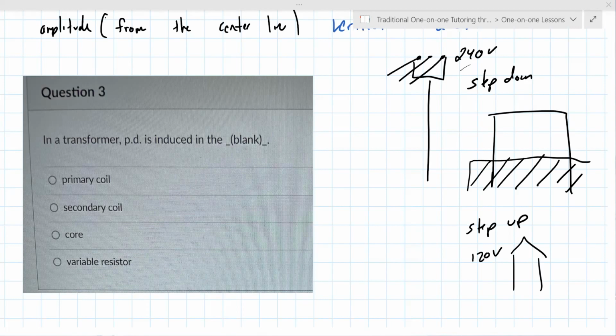And again, I don't even know what PD is. Okay, so the PD refers to the potential difference, which I guess we'll write down, which is the voltage.